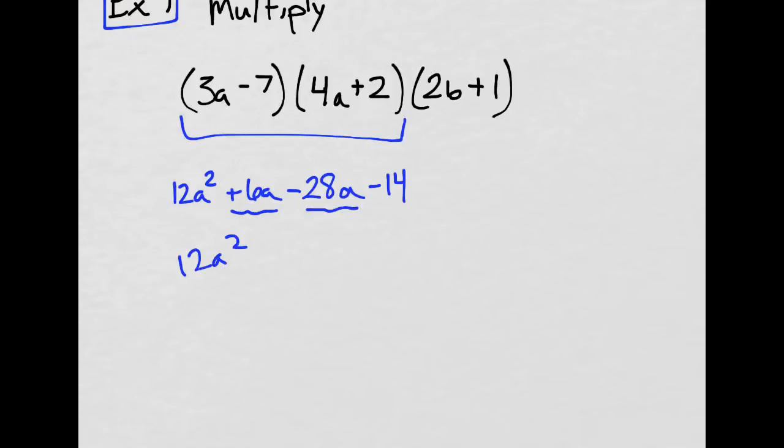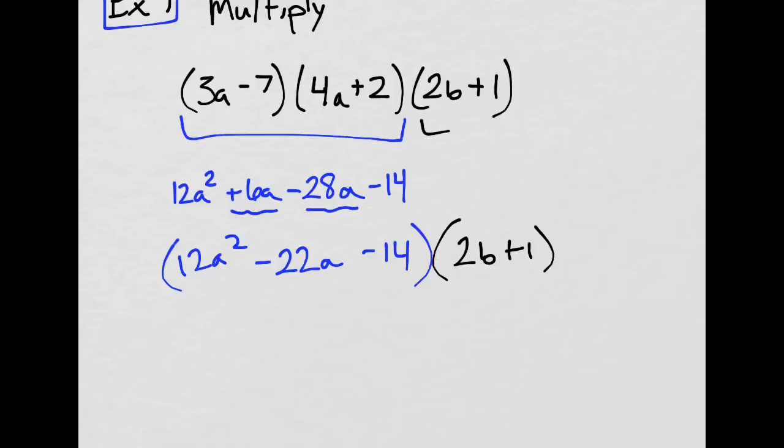28, 27, 26, 25, 24, 23, 22. So this will be, I don't touch the exponents, a minus 22a. I don't combine these because this is a squared and this is a. And then I have that 14 there. So now I'm multiplying that stuff times 2b plus 1. I just take all of that and bring it down.